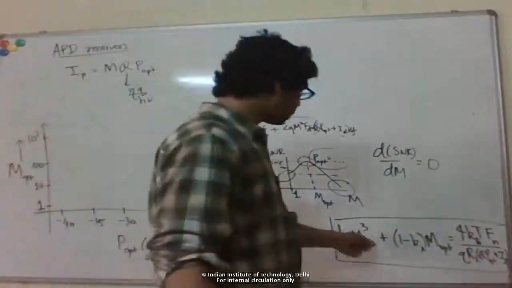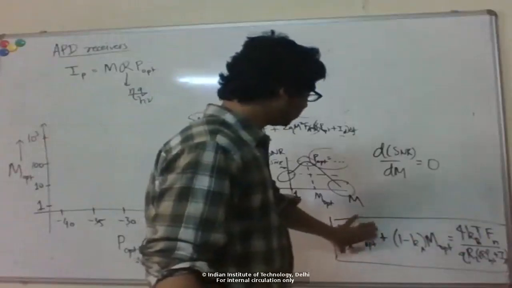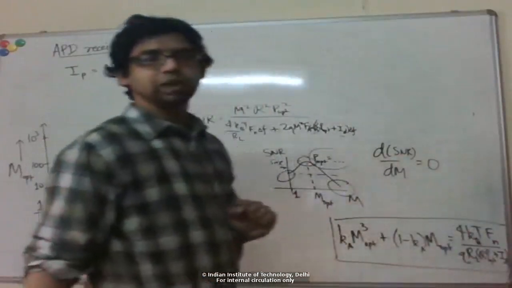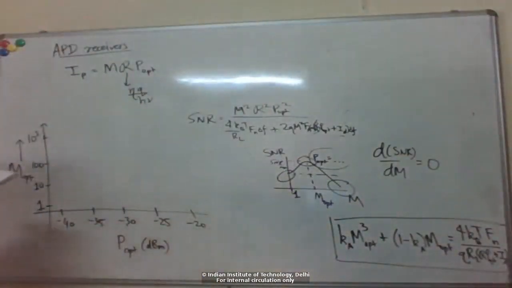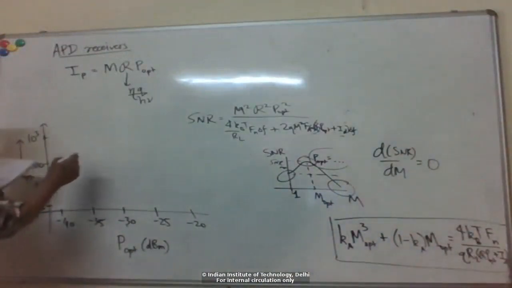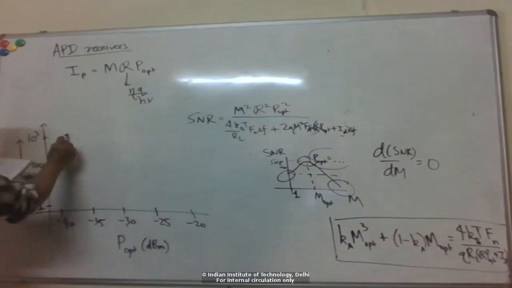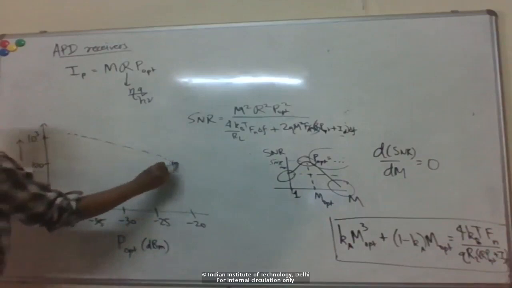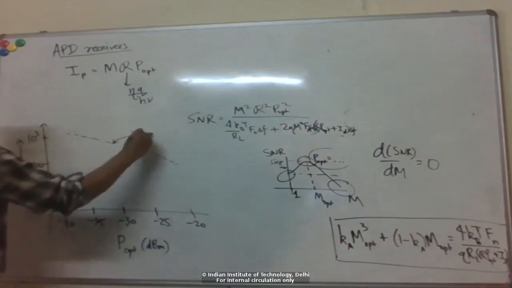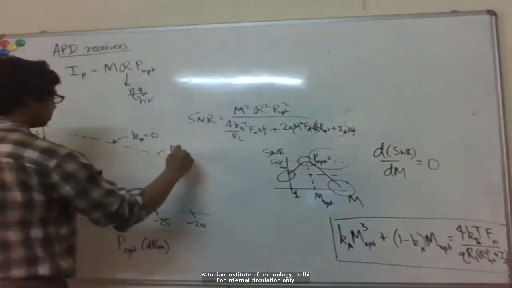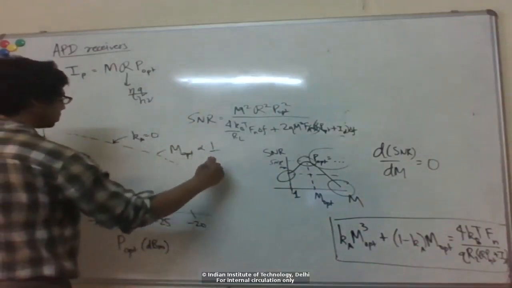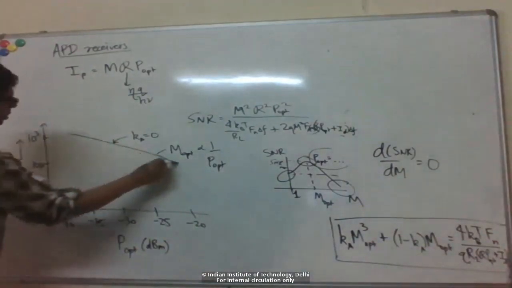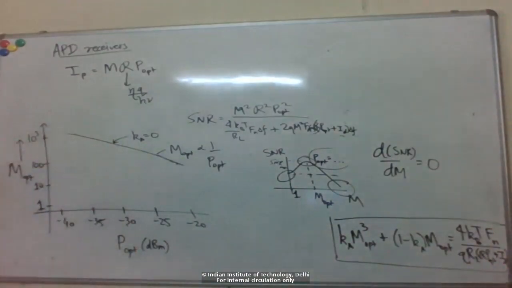In the other case, when k is close to 0, then this term is small, and I have this term. In that case, you can see M scales just inversely with the optical power. Okay, so k equal to 0 will be here somewhere. This is k equal to 0, and so here M optimum is proportional to 1 over P optical. So the slope is minus 1.